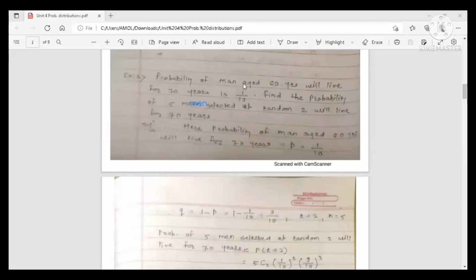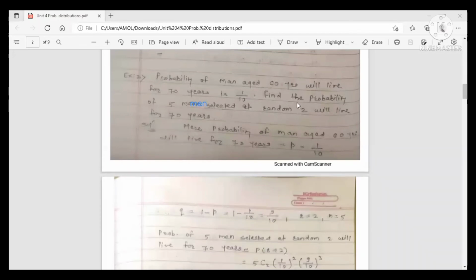But here in this example, the standard probability is already given. The probability of a man aged 60 years will live for 70 years is 1 by 10. So this is your probability of success. What is our success? The man of 60 years will live for 70 years. That is our success. And the probability of that success is 1 by 10. Now from P, you can find the value of Q, probability of failure. Q is 1 minus P. So P is 1 by 10. So 1 minus 1 by 10 is equal to 9 by 10. So this is the probability of failure. Q is equal to 9 by 10.